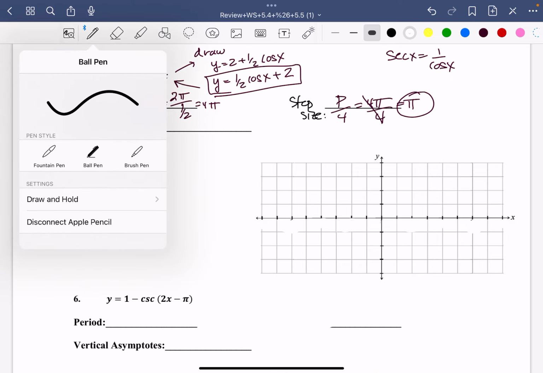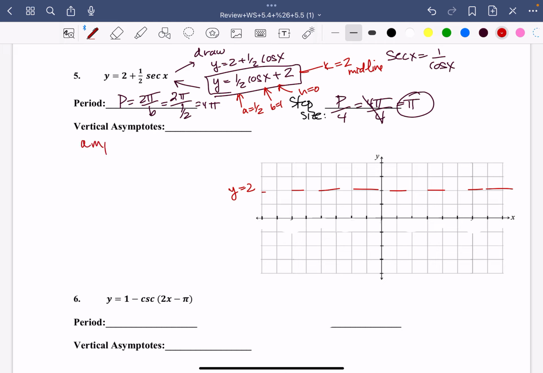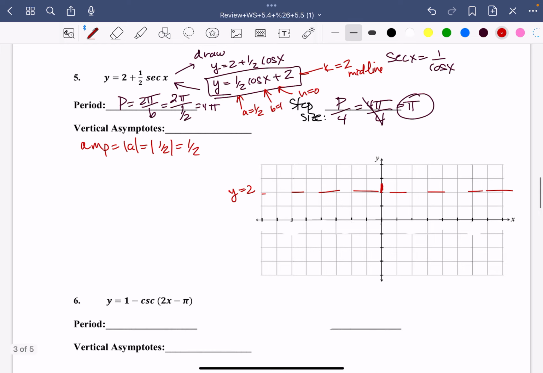Right? So that's going to be my midline is going to be 2. So my midline is up here at y is equal to 2. My amplitude is absolute A, so it's absolute 1/2 or half. So that means I go up a half to a peak of 2.5, and I go down a half to a valley of 1.5. So that's where my peaks and my valleys are going to be, right? And then my starting value is going to be 0 as per usual.